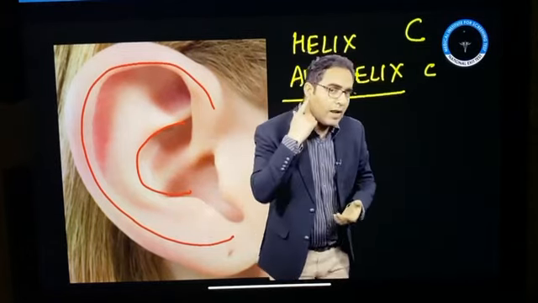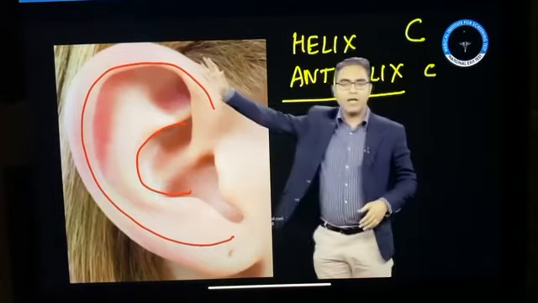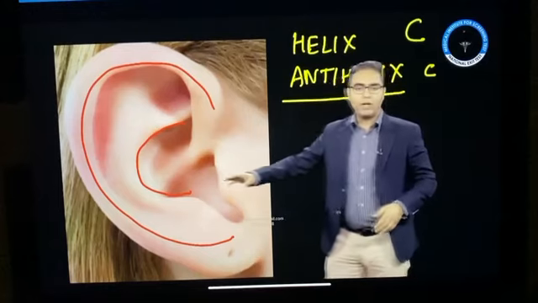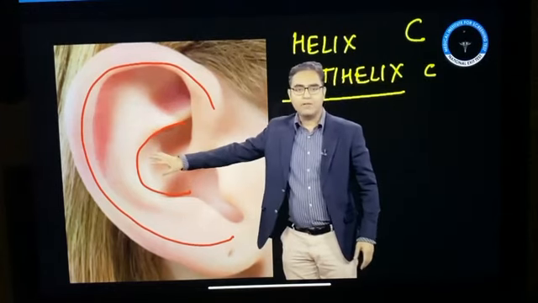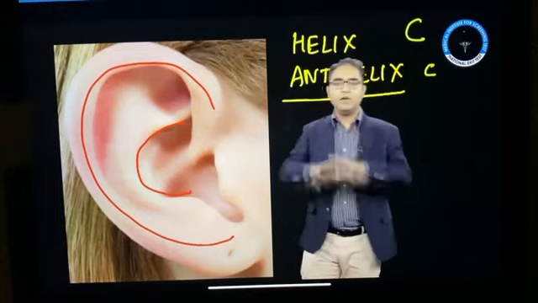There's a capital C called helix. There's a small c called anti-helix. So our pinna has 2 curvatures. The bigger outer curvature is called helix, and the smaller one is called anti-helix curvature. Anti means in front of. So bigger C is helix, smaller c is anti-helix.